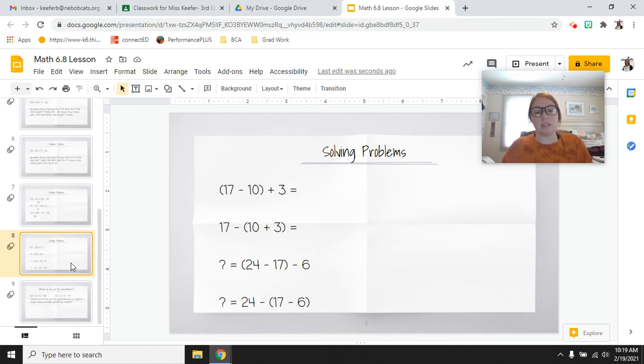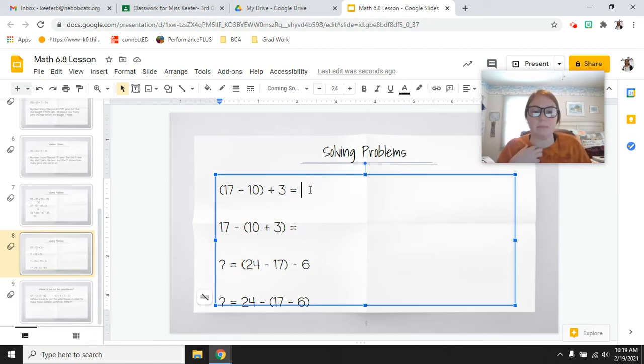All right, so now just quickly, we have a few problems to look at where the number sentences look very similar, but the parentheses are in different locations. So this first one is 17 minus 10, then plus 3. Let's look at this first one. 17 minus 10 would equal 7, right? And then you would just do 7 plus 3, which would equal 10.